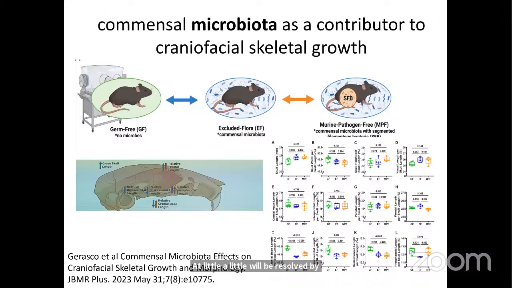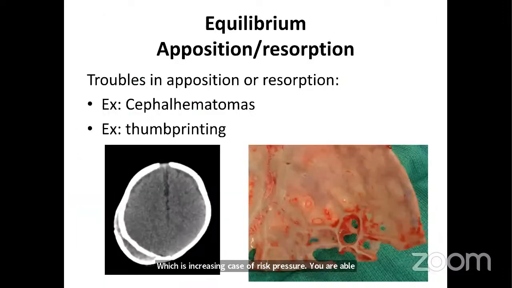On the right, you see the modification of the skull vault related to increasing pressure. In case of raised intracranial pressure, you have the so-called thumbprinting, which shows that there is a high resorption due to high pressure on the bone, which is faster than the apposition of the outer layer. We can also have tumors, and this will be discussed later on by my colleagues.